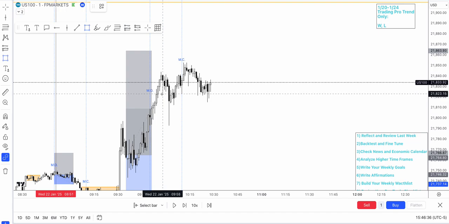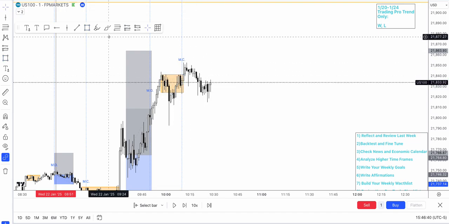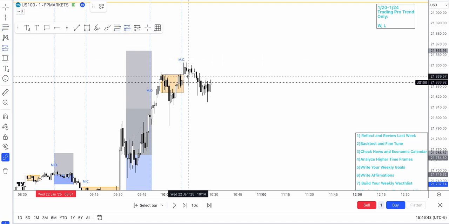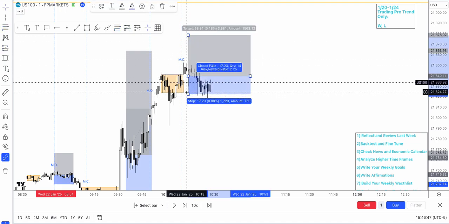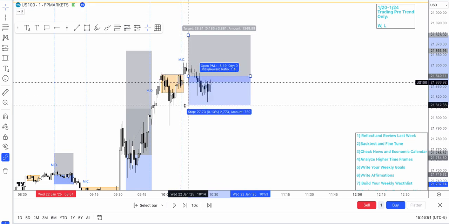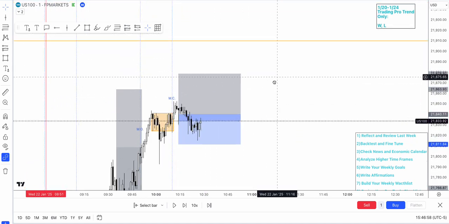Potentially, I would say right here could be another entry. This could be another quick continuation, or maybe it's not. We'll see what happens. So if you want to be a little stricter with your take profit or stop loss, you could put it here, or you could be a little more lenient and put it right here, or you could put it there. So we'll see. I'll just put it right there for now and see what happens.